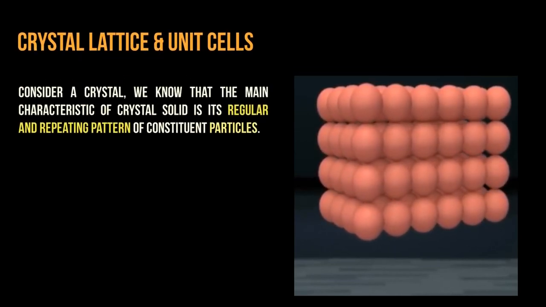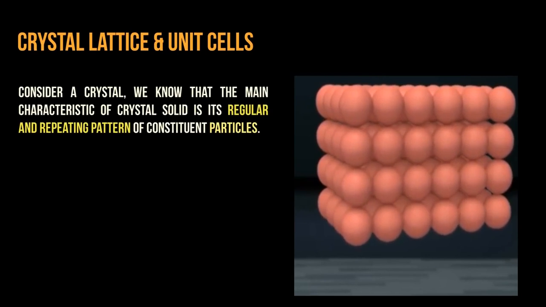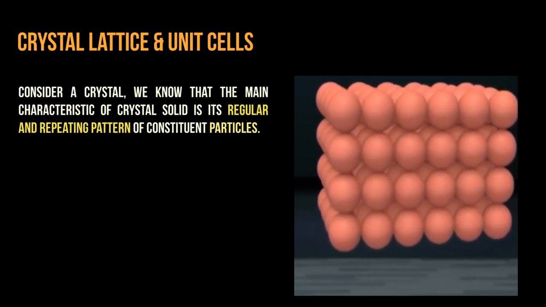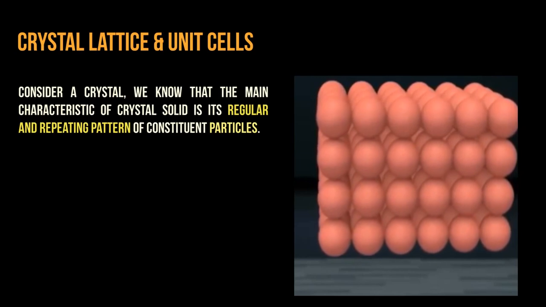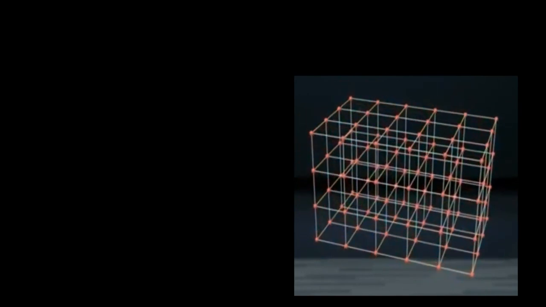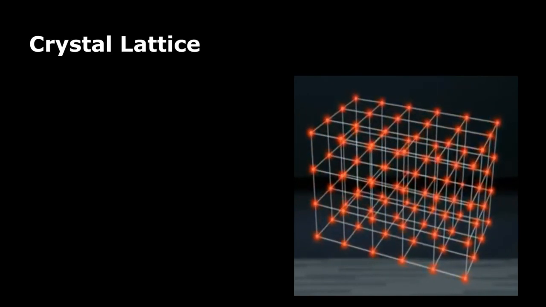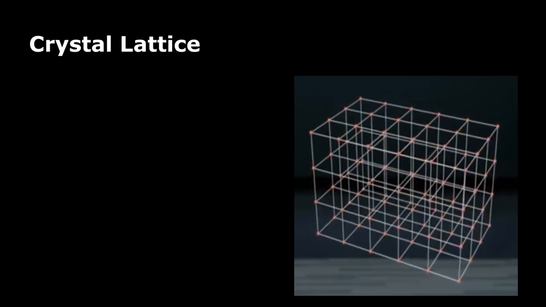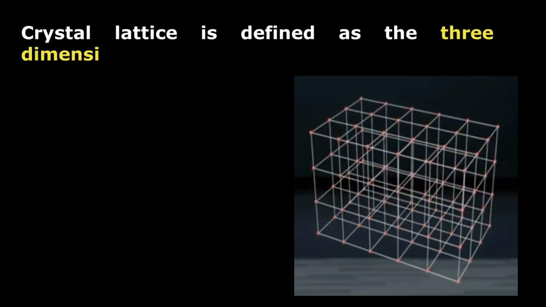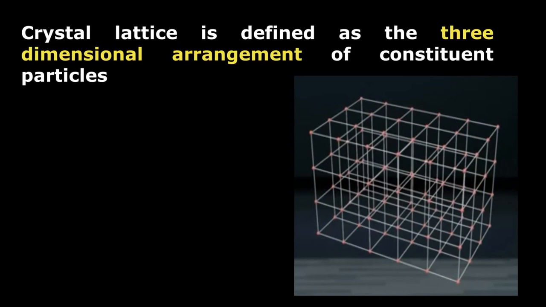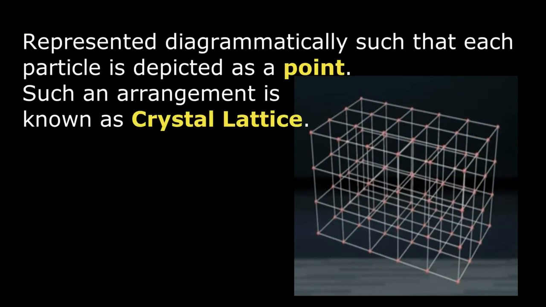Consider a crystal. We know that the main characteristic of crystal solids is its regular and repeating pattern of constituent particles. Now, when we replace these particles with representative points, a crystal lattice is obtained. Crystal lattice is defined as the three-dimensional arrangement of constituent particles, represented diagrammatically such that each particle is depicted as a point. Such an arrangement is known as crystal lattice.